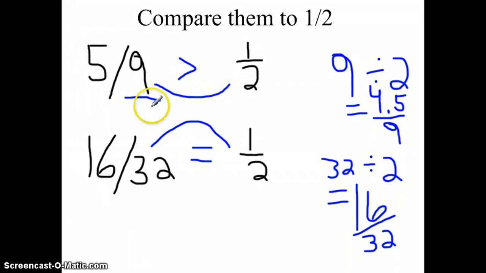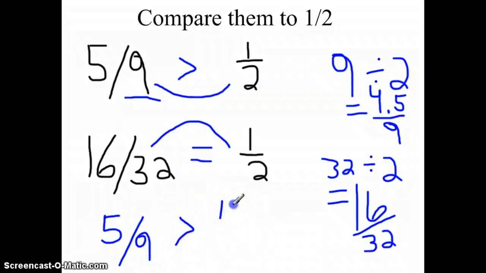We can therefore say that the 5/9 must be greater than 16 out of 32, since 16 out of 32 is basically exactly 1/2. So since 5/9 is greater than 1/2, and 16 out of 32 is equal to 1/2, 5/9 must be greater than 16 out of 32.